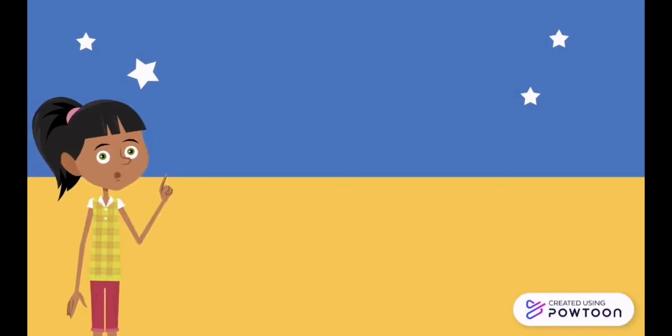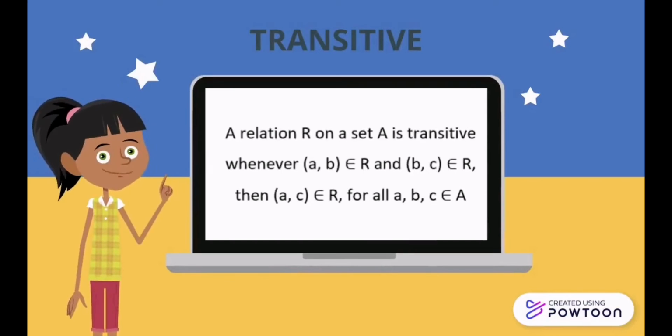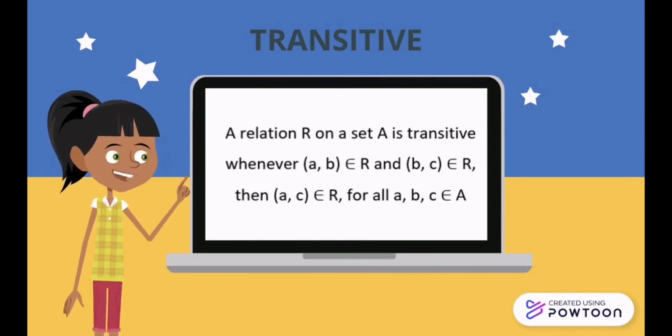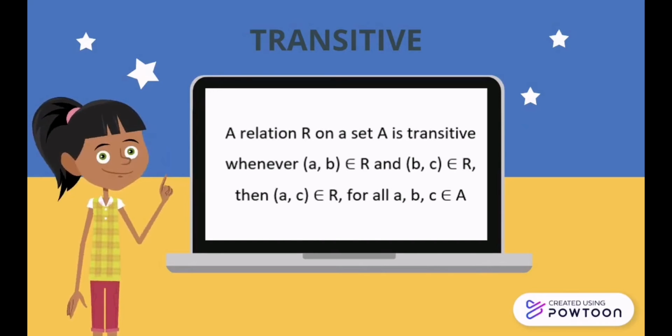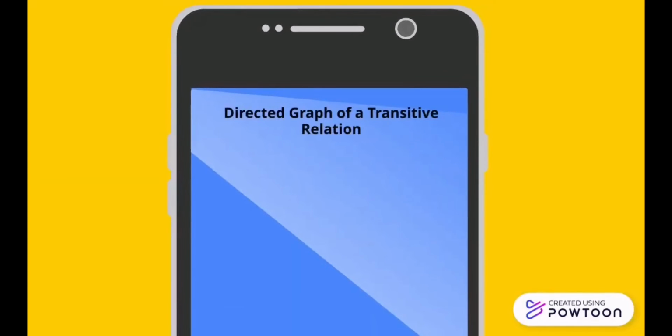Now, let's look at the last relation, which is the transitive relation. A relation R on a set A is transitive whenever (a, b) is an element of R and (b, c) is an element of R, then (a, c) is also an element of R. For the transitive relation, when we draw the directed graph, if 1 is related to 2 and 2 is related to 3, then 1 is also related to 3.